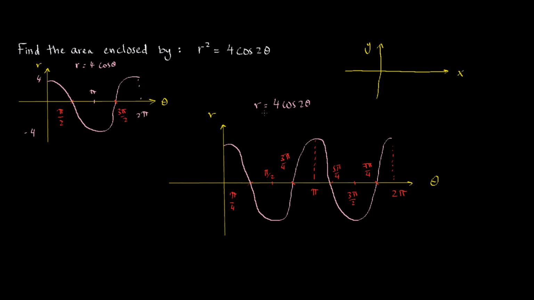Now we know how r varies with 4 cosine 2 theta. But remember, the function we're trying to sketch is this one over here, which we can simplify and write that r is equal to the square root of 4 cosine 2 theta. So going from this function to that one, we can just take the square root of every r value. So let me do this over here.